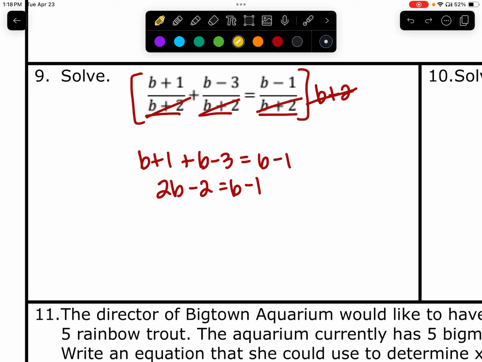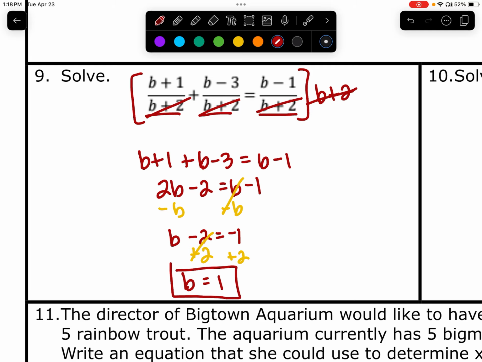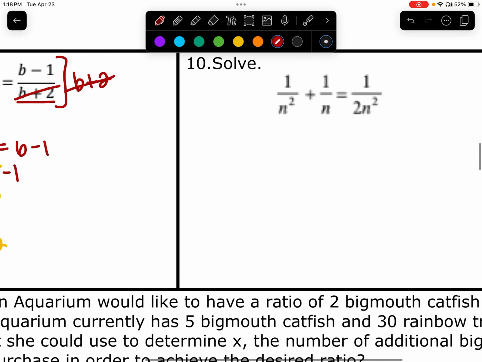So I'm going to start by subtracting b from both sides. And that would be 1b minus 2 equals negative 1. Then I can go ahead and add 2 to both sides. And that would just be b equals 1. It is not extraneous because if I plug it back in, it works. Try number 10.